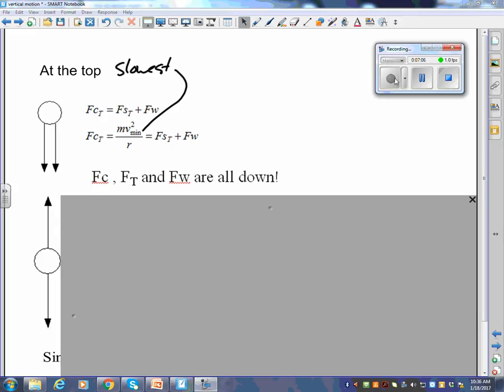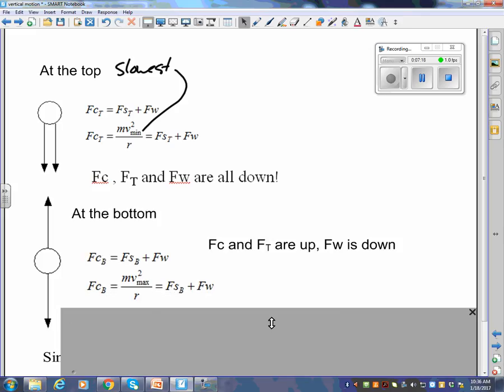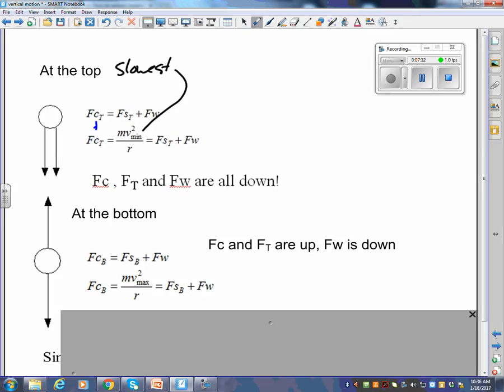What's different about the bottom? Exactly. The weight is still down, but the tension is up. So at the bottom, here I've got FCT, that would be FC top, sorry, the centripetal force at the top, and FCB, the centripetal force at the bottom. Top, bottom. FCB is equal to the string force at the bottom plus the weight force, right? And again, FCB, the centripetal force, is mv squared over r, but this is the maximum speed, and that is equal to FSB plus FW.